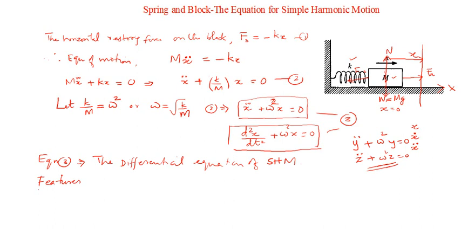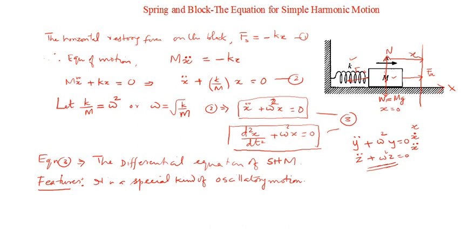Now let's see what the common features of SHM are, or when you can call a motion SHM. Remember, SHM is a special kind of periodic, or better, oscillatory motion. You know, all oscillatory motions are periodic in nature, but all periodic motion need not be oscillatory in nature. Hope you remember that classical statement regarding motion. So it's a special kind of oscillatory motion.